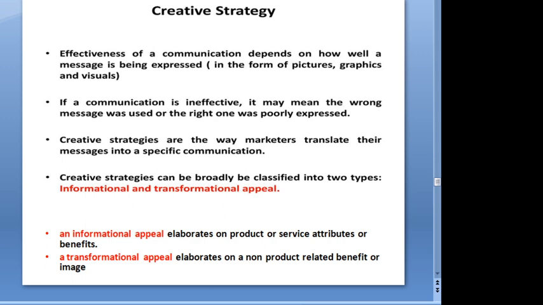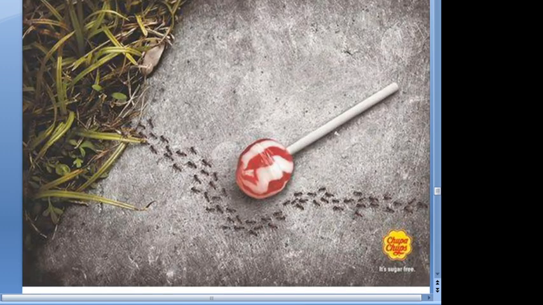Informational appeal elaborates on product or service attributes or benefits. Transformational appeal elaborates on a non-product related benefit or image. Let's take a look. It's one of them.